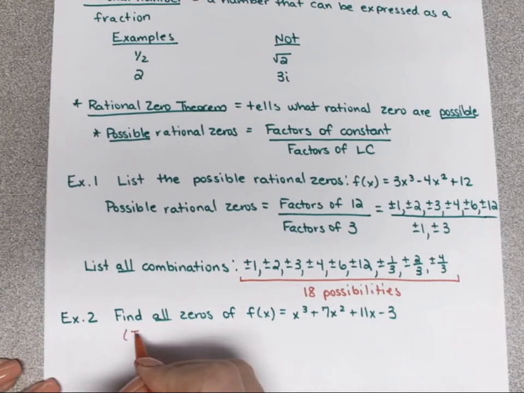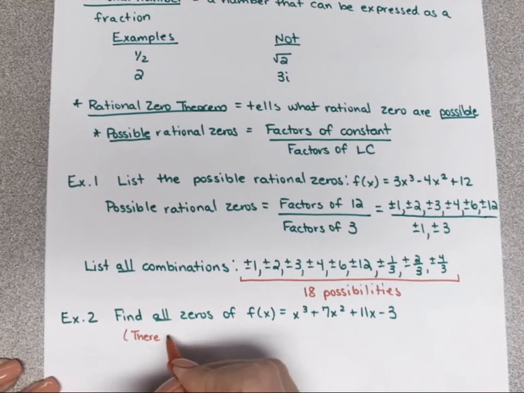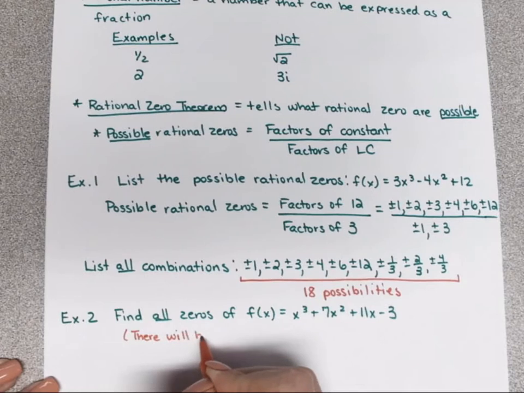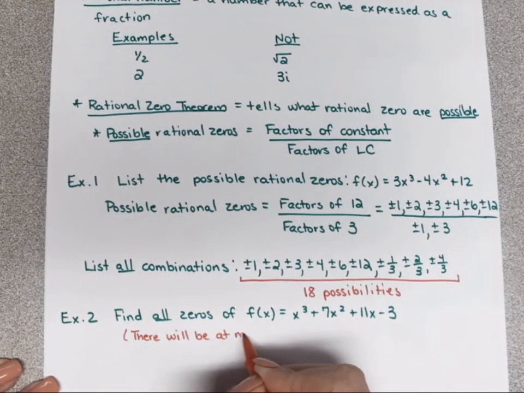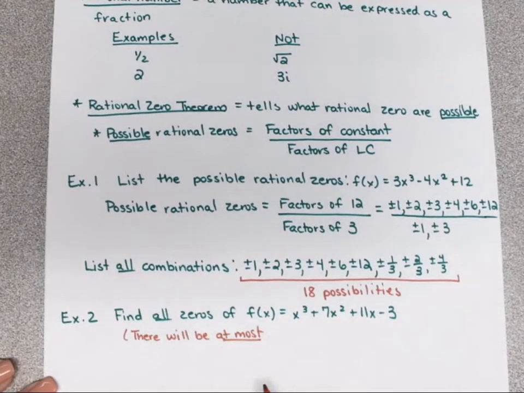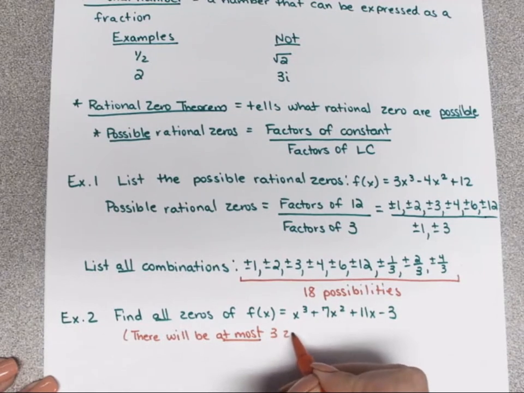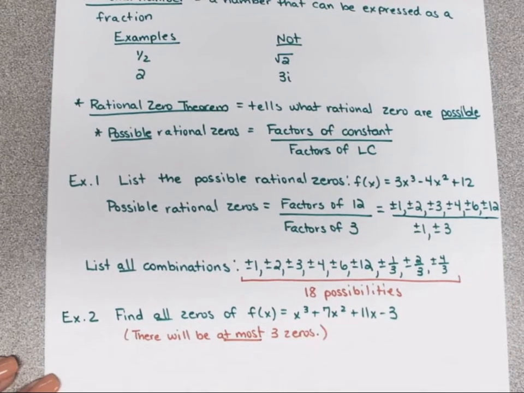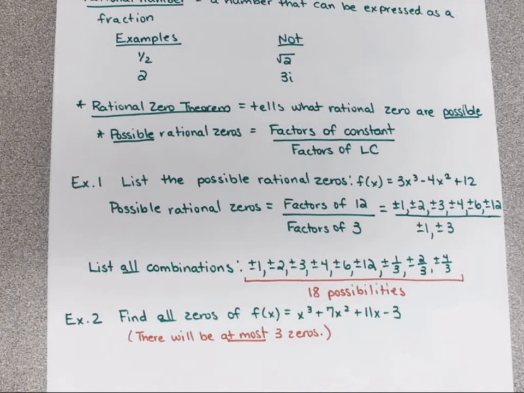All right, so before we start, let's talk about what we will have at most. There will be at most how many answers here? 3 zeros. So once we found 3, we don't have to keep trying to look at the possibilities. Once we found 3, we're good to go.